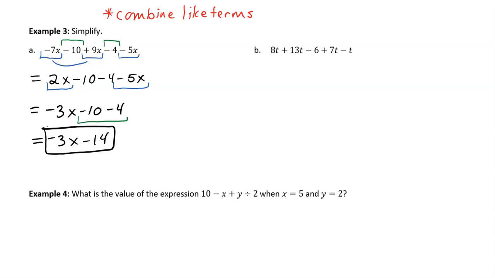We've simplified. Is there anything else we can do with this minus 3x, this minus 14? There's really not, right? I cannot combine the negative 3 with the 14 because the 14 doesn't have an x, and the negative 3x does have an x. So they're not the same type of term for our expression, and that's as far as we can go.